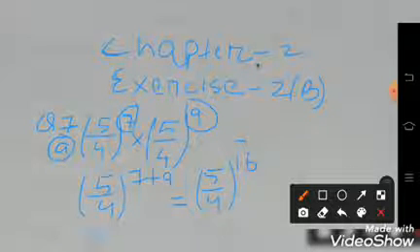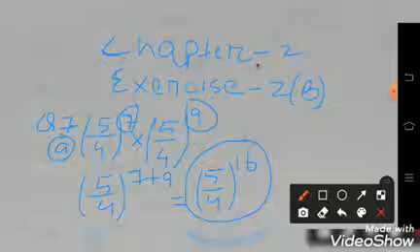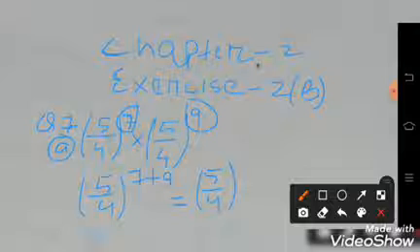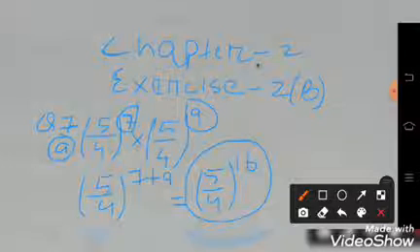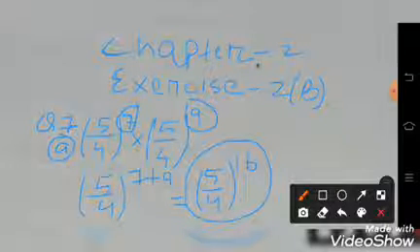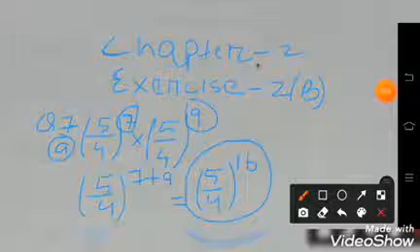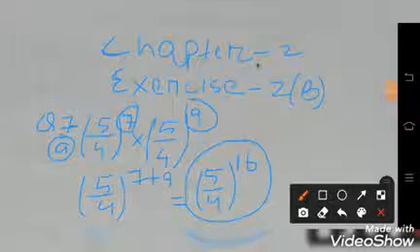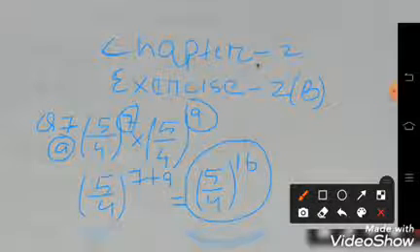So this is called exponential notation. The question is already expressed in exponential notation. I hope you are clear. Question number 7 B and C, you can do by applying the same method.